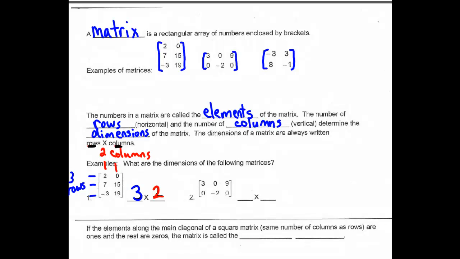Example 2. How many rows do we have? There are 2 rows. How many columns do we have? 3 columns. So this matrix is a 2 by 3 matrix.